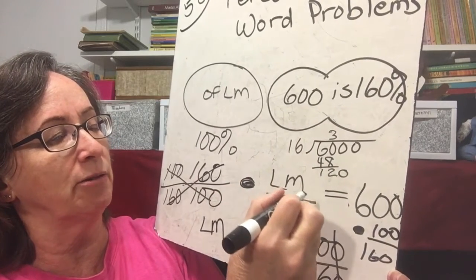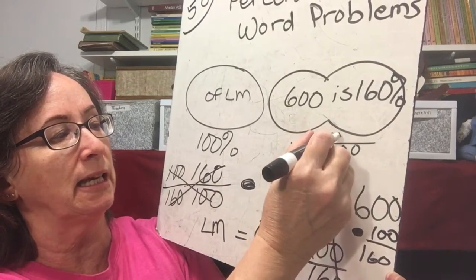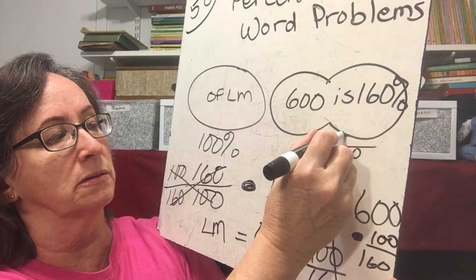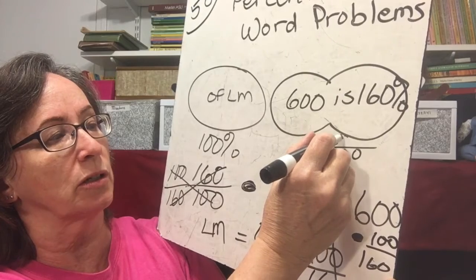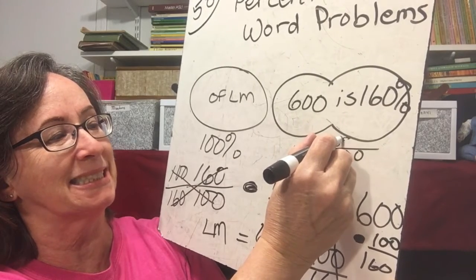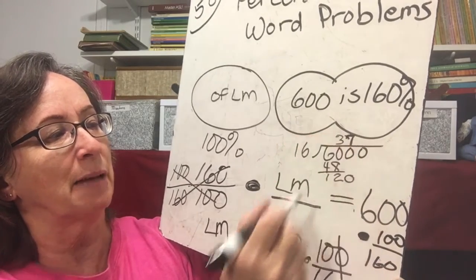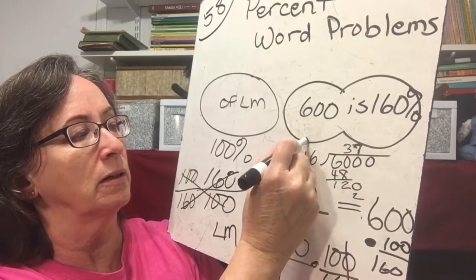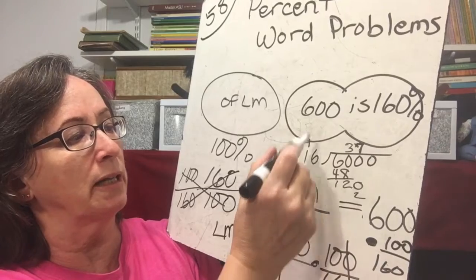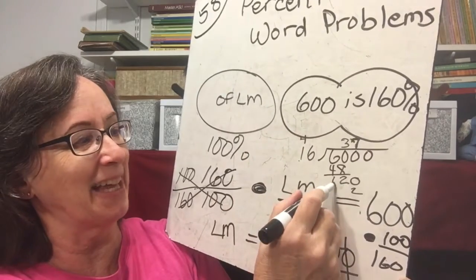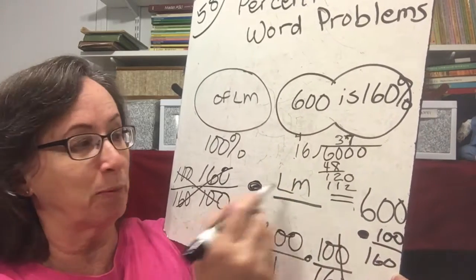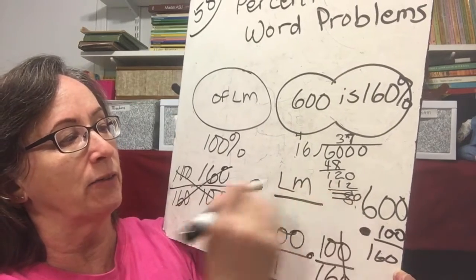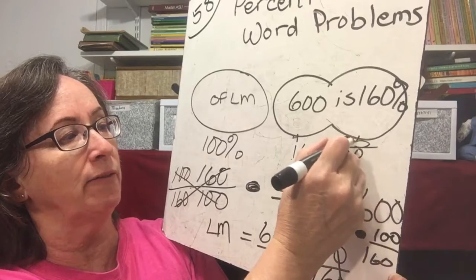16 into 120. Does that go? I'm not sure. Maybe 7 times? I'm going to try 7. 7 times 6 is 42. 7 times 1 plus 4, hey, it's 11. I was pretty good at that. So 8. And then we bring down another 0. 16 into 80 is 5.